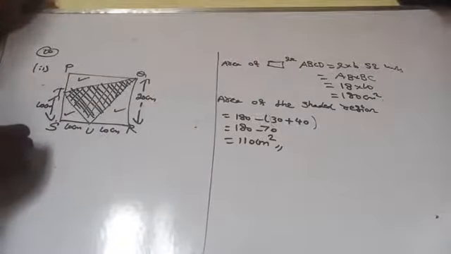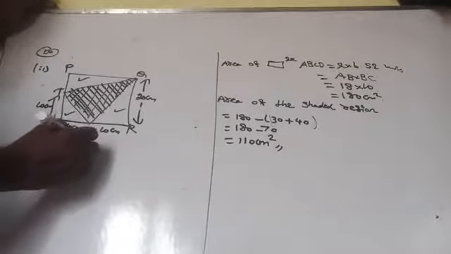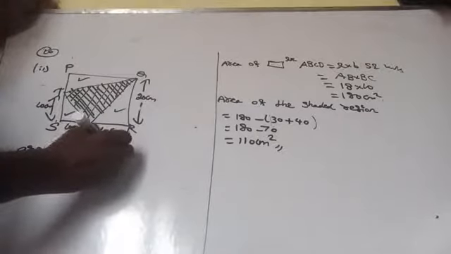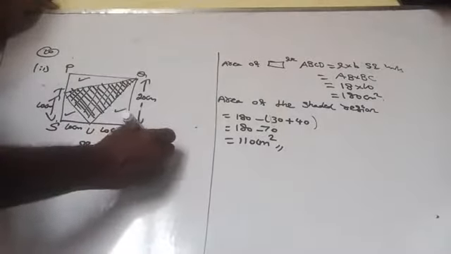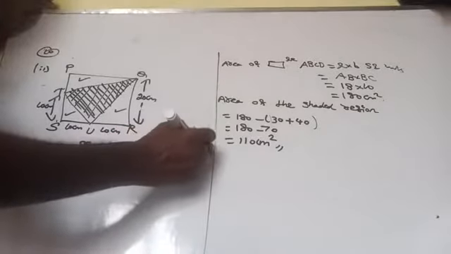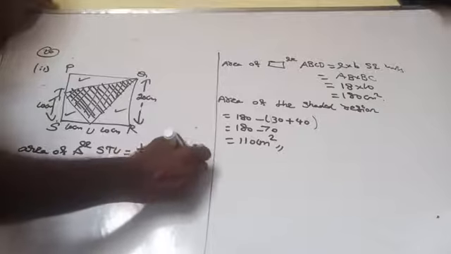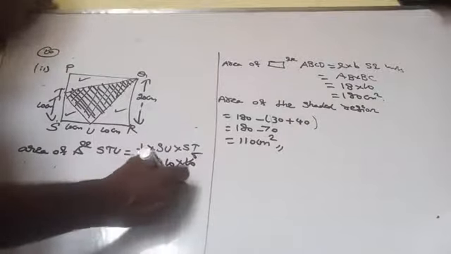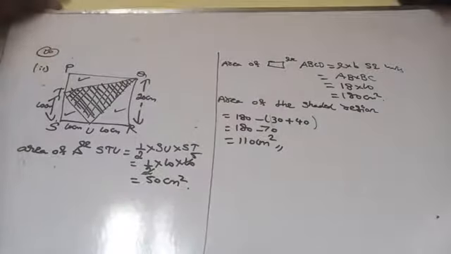Area of triangle STU is equal to half into base. Base is SU and height is ST. That is half into SU, which is 10, ST is also 10. 1 2 is to 5, 5 tens are 50 centimeter square.